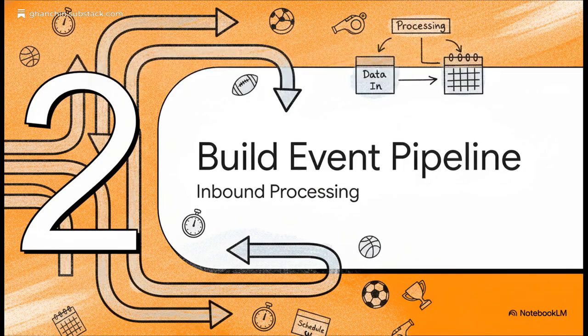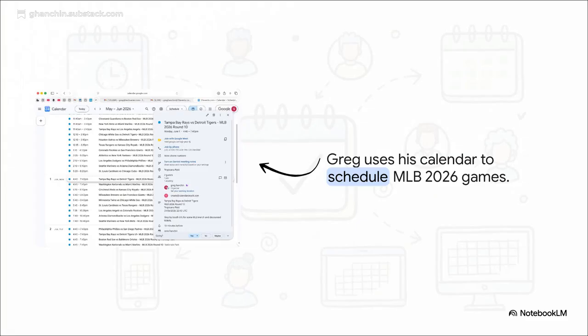Moving right along to Section 2, building the event pipeline, where we'll look at inbound data processing. Let's watch our organizer, Greg, build out his massive 2,500-game sports schedule. Notice how he just creates calendar events using his normal, native Google Calendar client. He fills out the date, the time, the location, exactly like he's inviting a buddy to lunch. But here is the secret sauce.